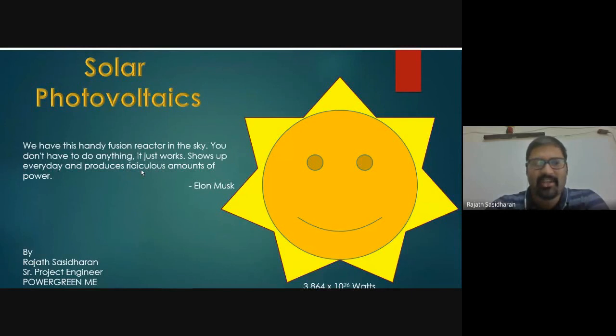And what is this ridiculous amount of power that he's talking about? That is 3.864 times 10 to the power of 26 watts. Yes, that's 3.8 septillion watts. That's a crazy amount of energy. This is every second that is getting emitted out of the sun.